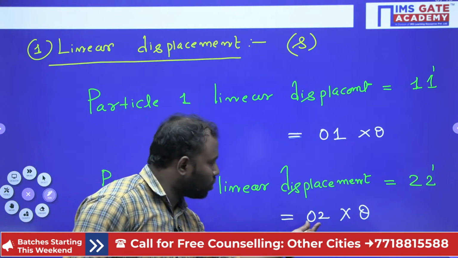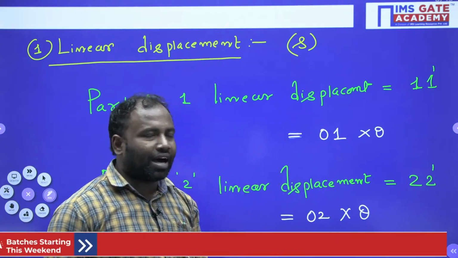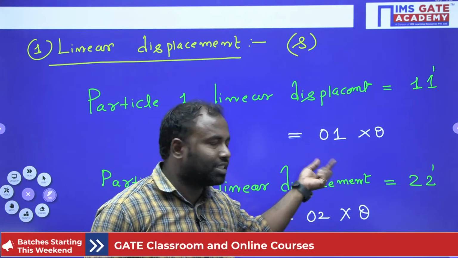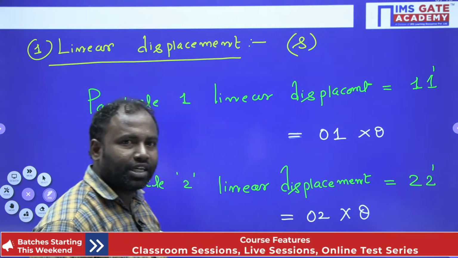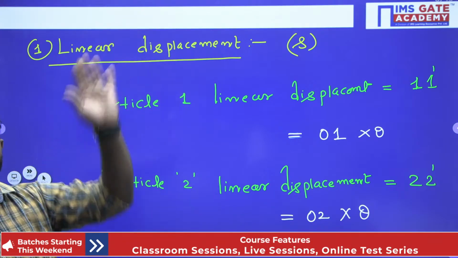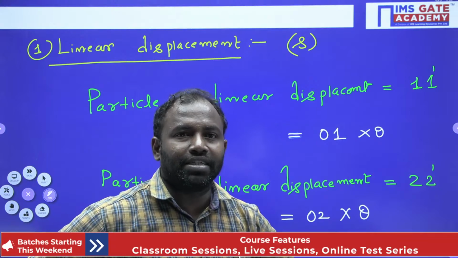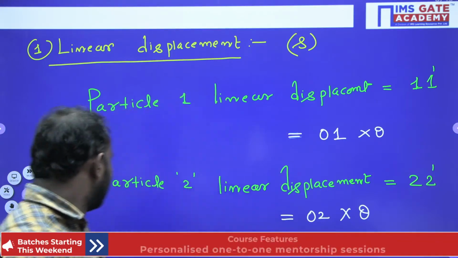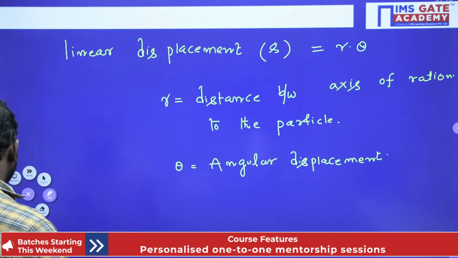Now here 0 to 2 is the R, 0 to 1 is the R. The 0 to 1 distance is different, the 0 to 2 distance is different, right? I hope everybody understands what linear displacement is, right? Now let us move on to linear velocity.